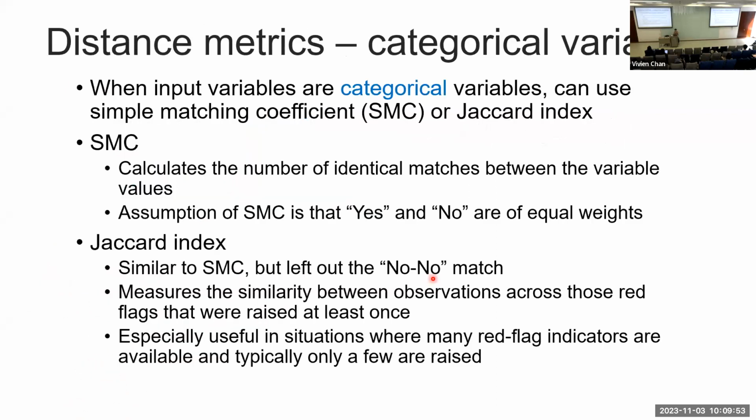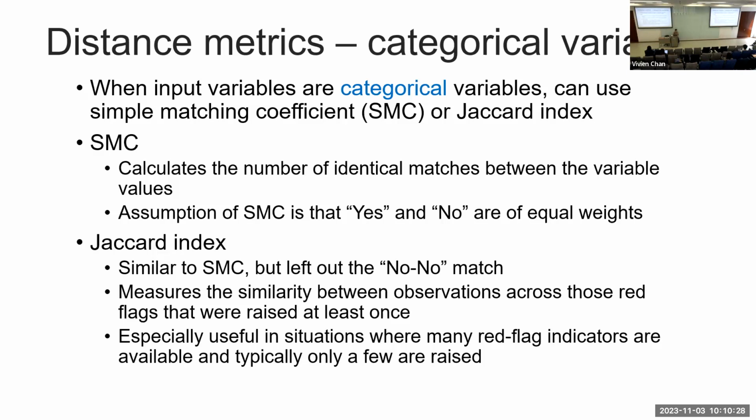So how about categorical variables? For categorical variables, we will make use of two measures. One is called the SMC, the simple matching coefficient, and the other one is called the Jaccard index. For categorical variables, it is a simple counting in a way: you are counting the number of matches between two observations.